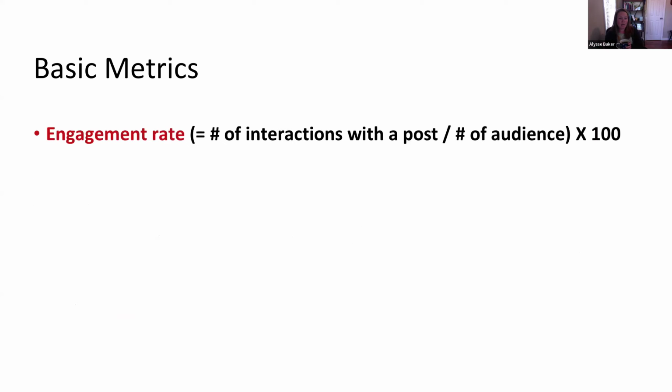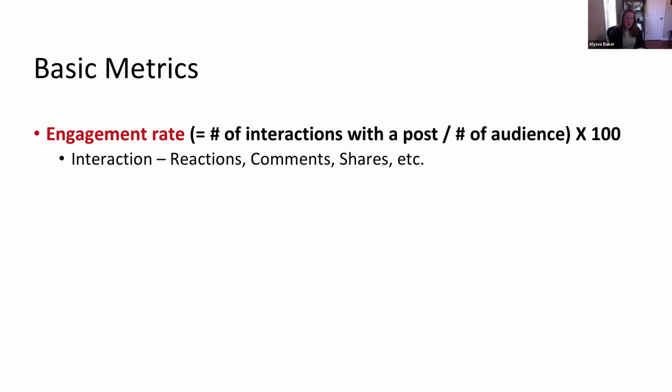Okay. Some more basic metrics. Engagement rate, that's the number of interactions with a post divided by the number of audience times 100. And engagement rate is the interaction, including reactions, comments, shares, etc. So this is when you see something on Instagram that you really like, posted by an organization, and you share it with your buddy or your mom or whatever, or just likes or comments or whatever.